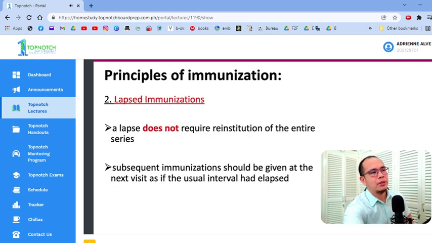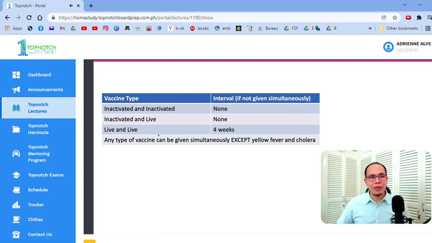Okay? Just going back here, nakalimutan ko banggitin. Guys, live, we're talking about parenteral. Okay? If you're talking about the live oral vaccines, it does not follow. Okay? So for example, chickenpox, saka, ano ba, polio. Okay? Okay lang yun. Kung hindi mo na pagsabay, wala pa rin interval. This is just live parenteral, yung tinutusok na vaccine.